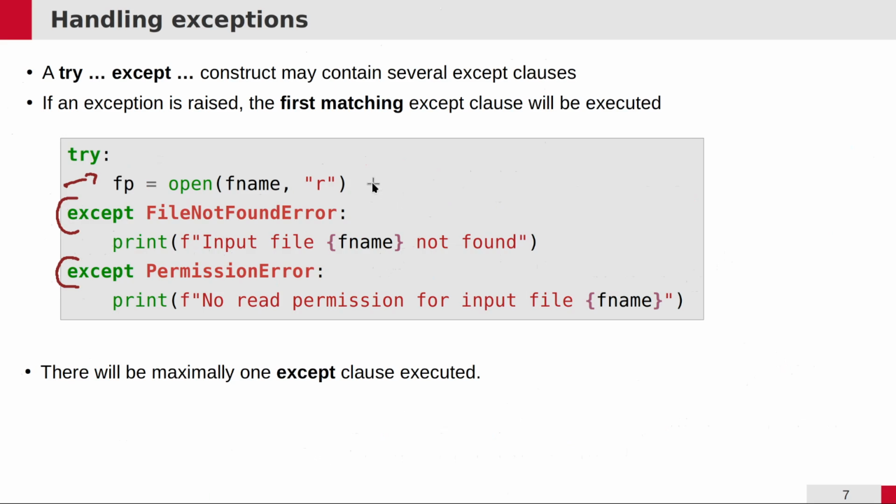And it's very important to know that if you have multiple exceptions, the first matching will be executed. In this case, it's not a problem because FileNotFoundError and PermissionError are independent from each other. But you can also have exceptions which are not independent from each other, and then it's important to know that it's always the first matching block which is executed.